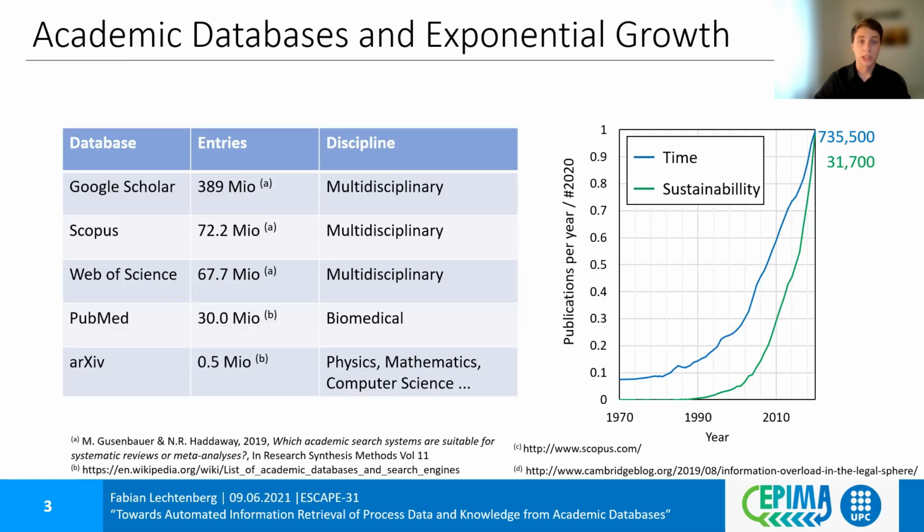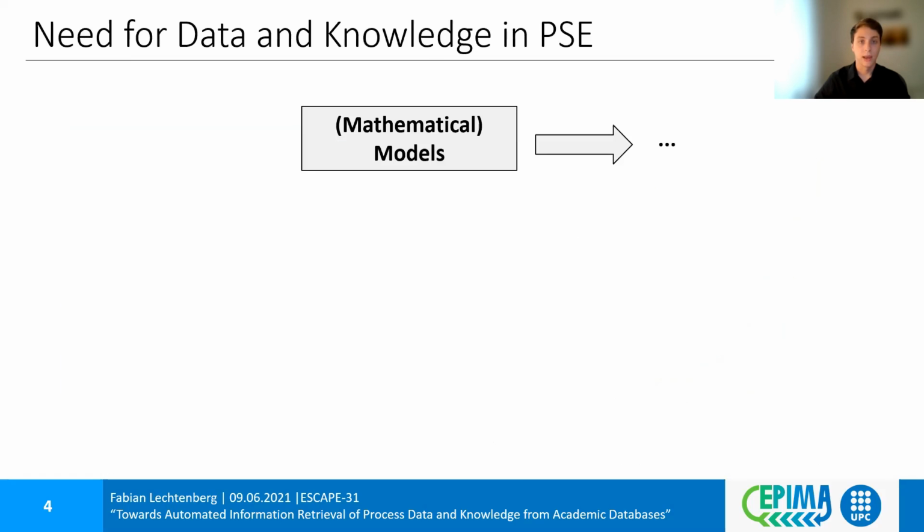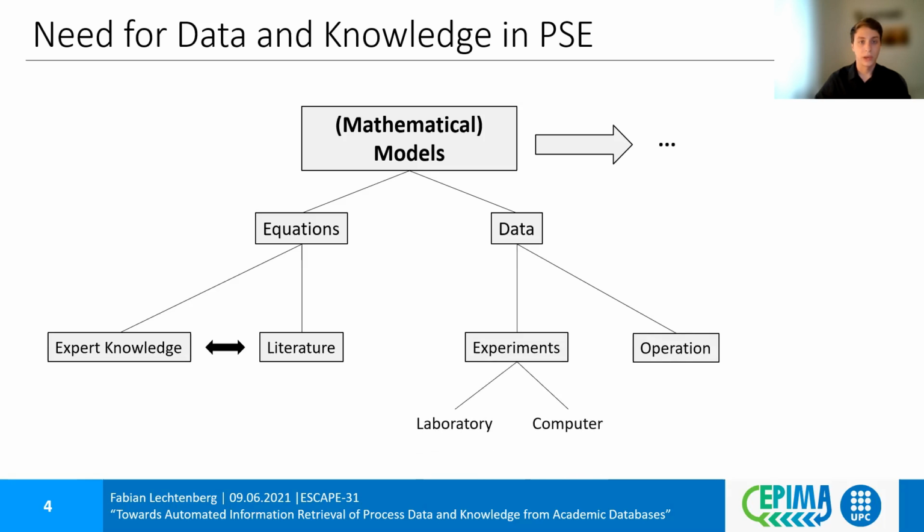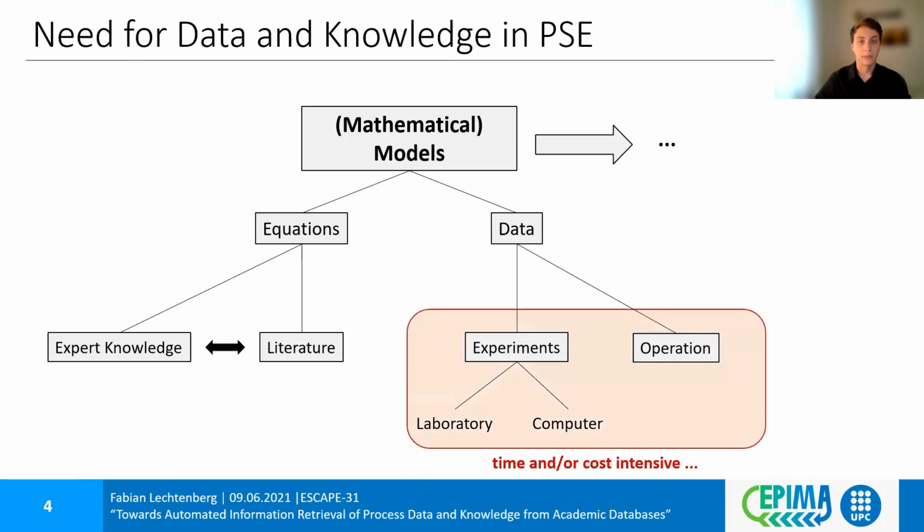In process systems engineering, data and knowledge are always needed, especially considering the trend of data-driven modeling. Mathematical models build the basis for most of the works a process engineer does. These consist of equations and data. The equations can stem from expert knowledge and literature, while data is usually derived from experiments or historically recorded data from operation. Often, these two ways of obtaining data are time and/or cost-intensive.